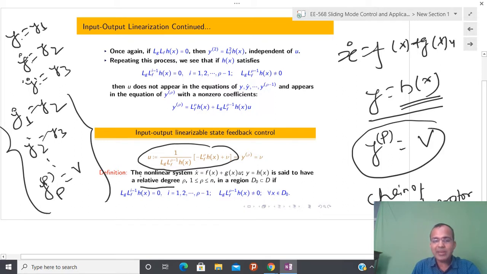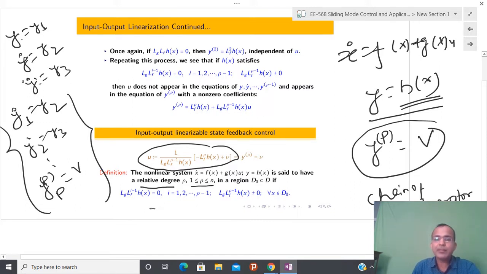So same kind of things I have written here: a nonlinear system x dot equal to f(x) plus g(x) into u and y equal to h(x) is said to have a relative degree rho, or p, you can tell, if... And you can see that the relative degree of a system basically lies between 1 to n. That is not the case always. I will give some example to you in a region.